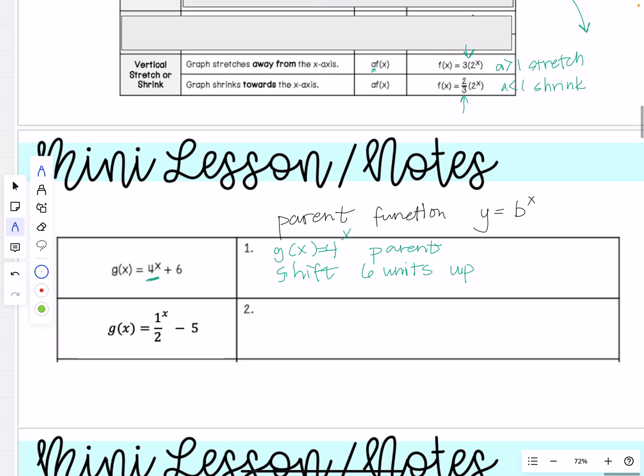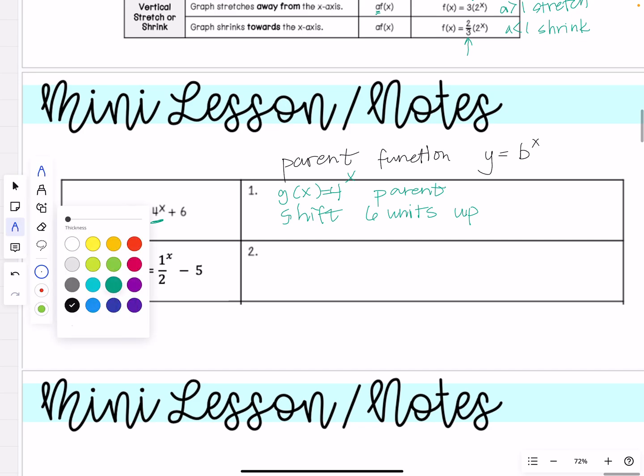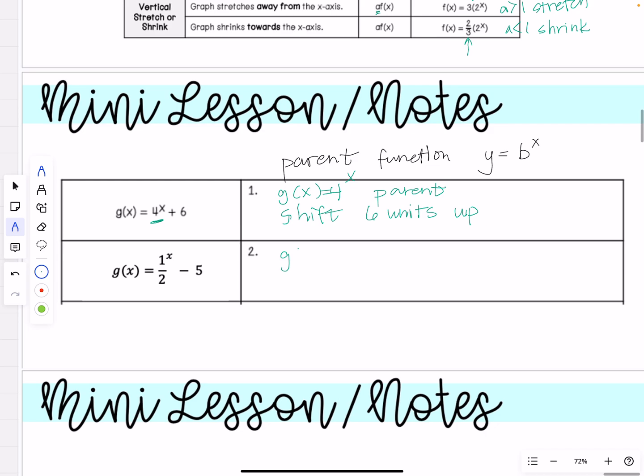Okay, let's look at the second example. This one has been adjusted a little bit. All right, so what is our parent function? Our parent function here is going to be g of x is equal to just the b to the x part, 1/2 to the x power. Okay, and what has happened here? We have shifted this function 5 units down.